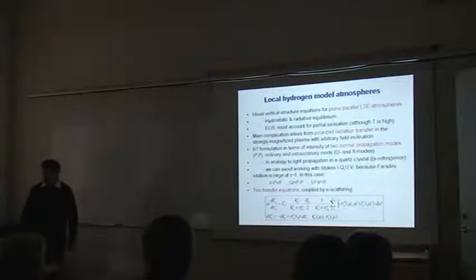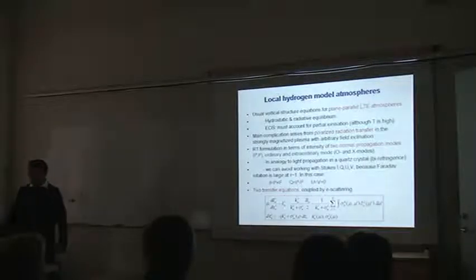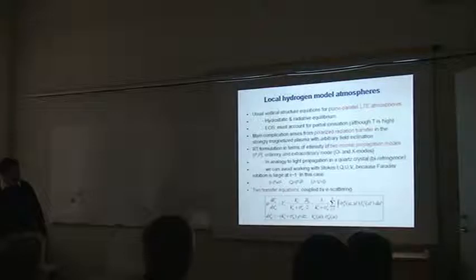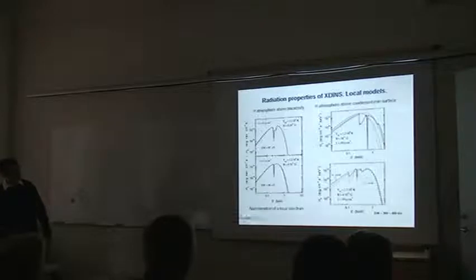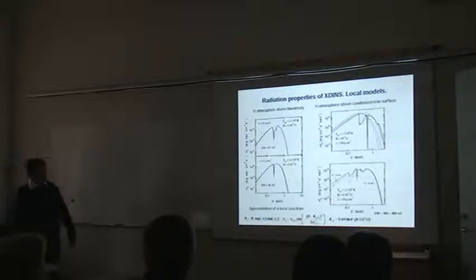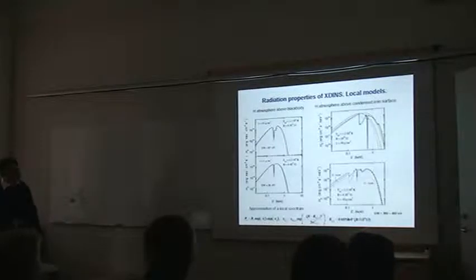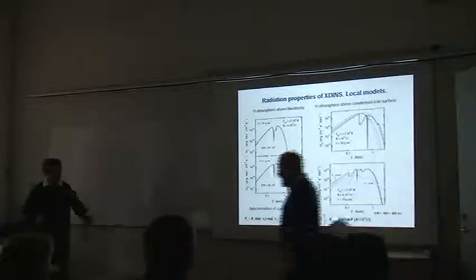So this is a little bit about hydrogen model atmospheres. I will skip it because Alex discussed it very well in the previous talk. So these are the results: emergent spectra. Emergent spectra for a hydrogen atmosphere above a black body, so using a black body as the lower boundary condition.